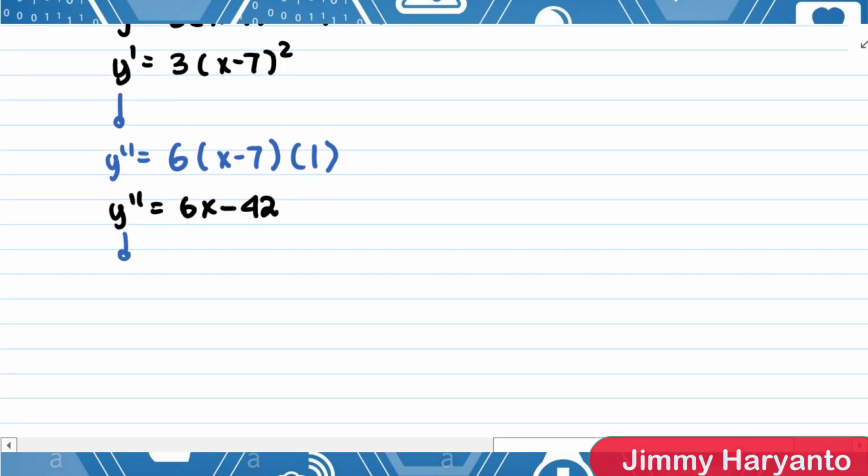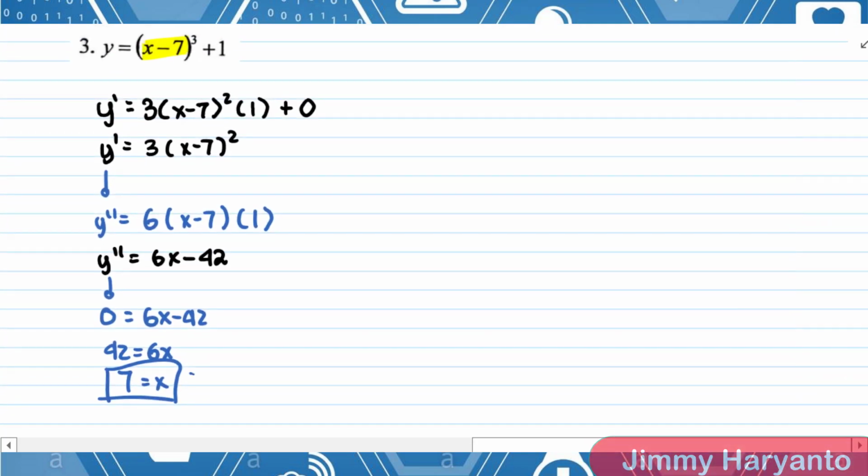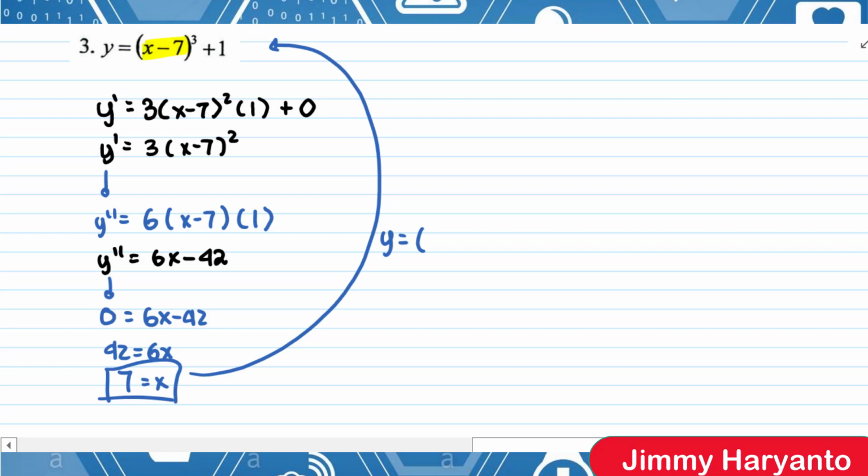So I can write 0 equals 6x minus 42, and 42 equals 6x, so x equals 7. After that, you can find the y. To find the y, you only have to substitute it into the equation. So you'll have y equals 7 minus 0, 7 minus 7 equals 0, plus 1. So you'll have y equals 1.